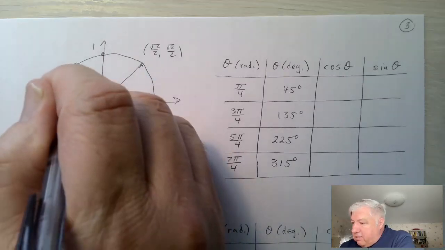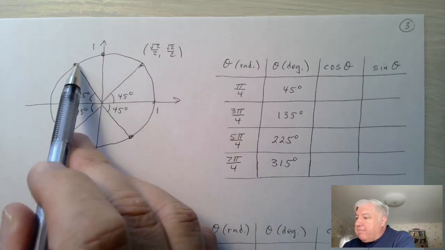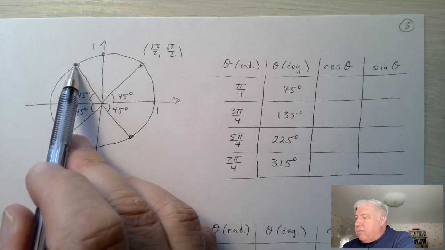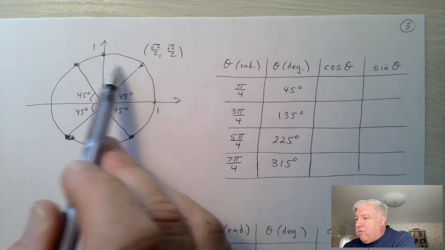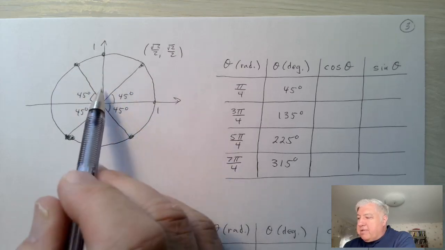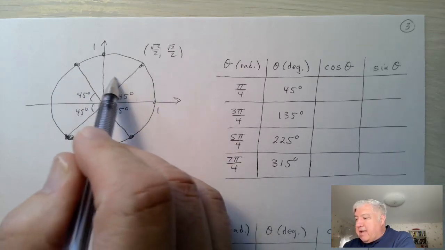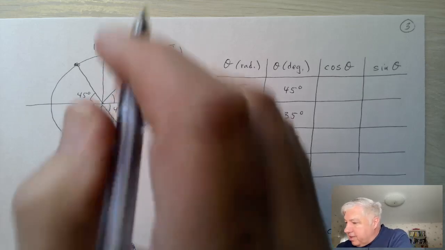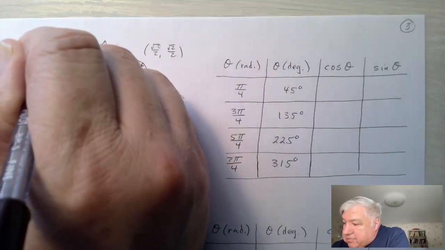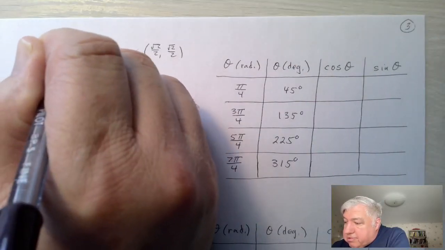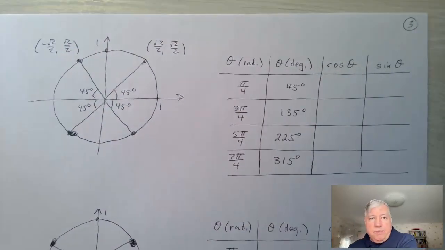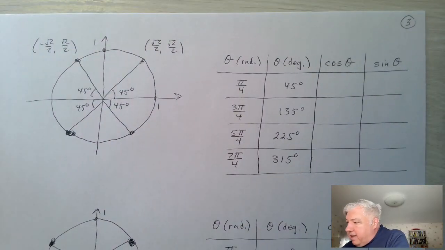So the sine and cosine should be the coordinates of this point. The way I see it, they have the same y-coordinate and the opposite x-coordinate because of the symmetry. This angle here is also equal to this angle here. So this is going to be minus square root 2 over 2, square root 2 over 2.